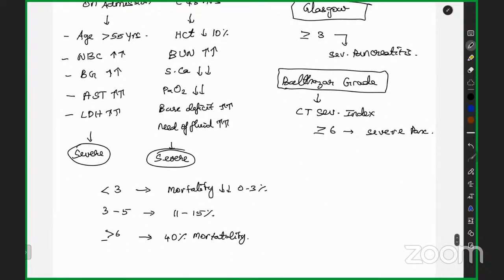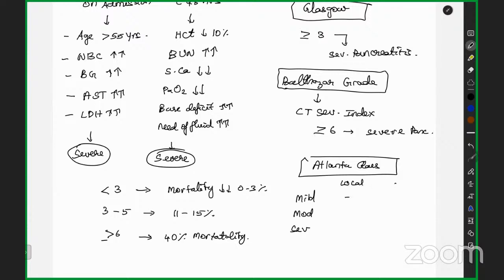Okay, next you are going to have the Atlanta classification. What is this Atlanta classification? You're going to grade your pancreatitis into mild, moderate, severe. When do you call it mild? When there is no local complication and no organ dysfunction. If both are absent, you call it mild. When you have a local complication but no organ dysfunction, you call it moderate. And when both are present, you call it severe. This is all about the Atlanta classification.